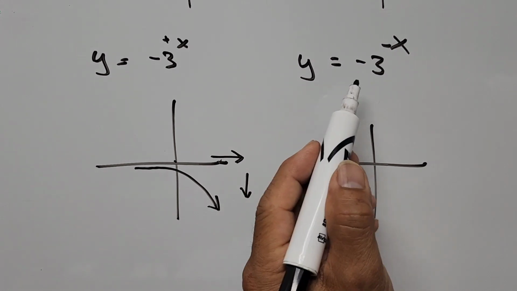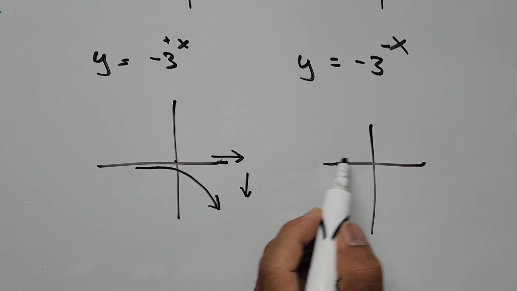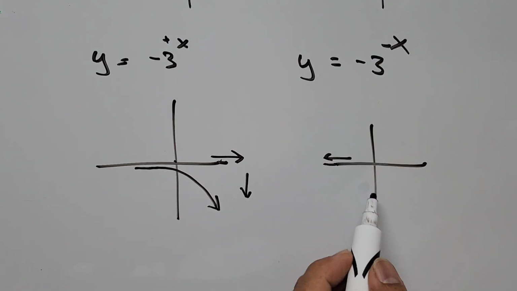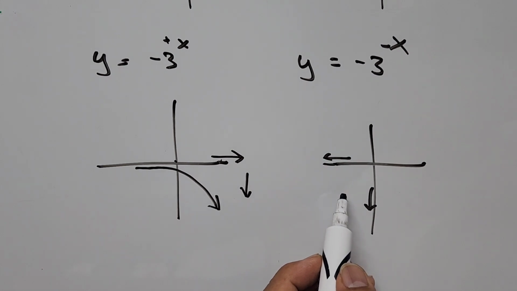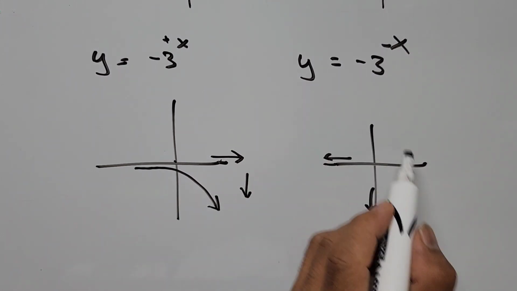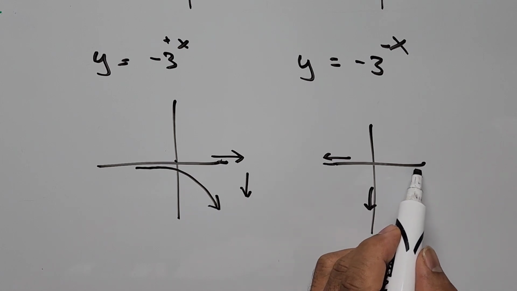What about this? y = -3^(-x). They're both negative, so x is going to the negative side and y is going to the negative side. So that'll be in the third quadrant. And once again, the horizontal asymptote is the x-axis, so it goes this way.